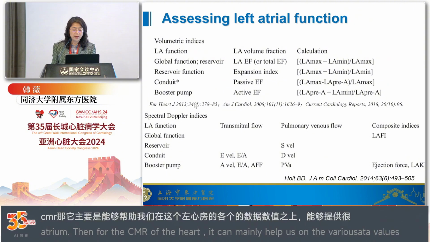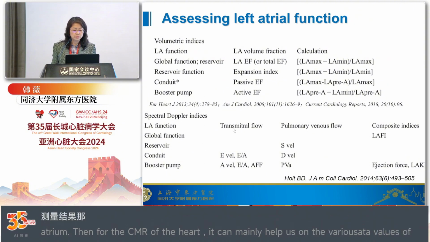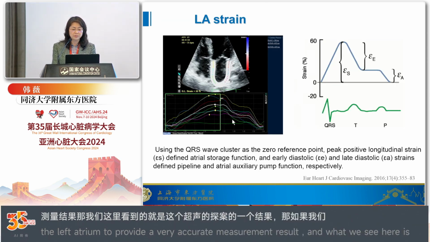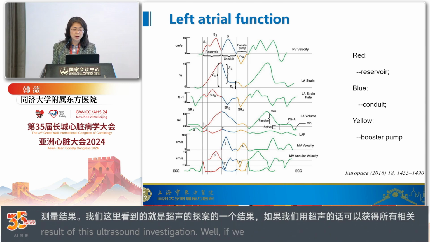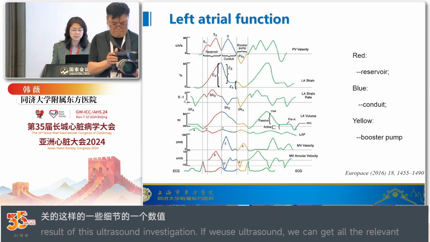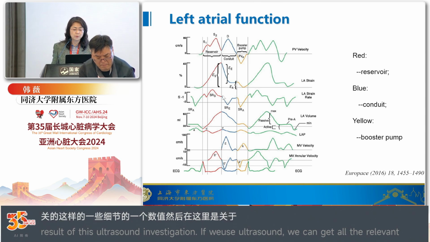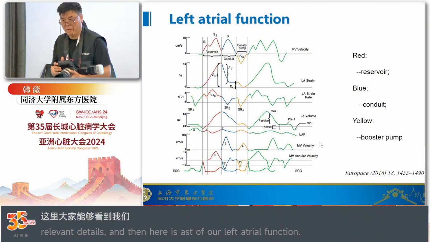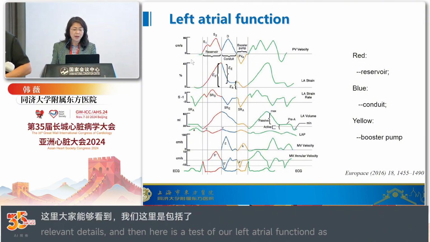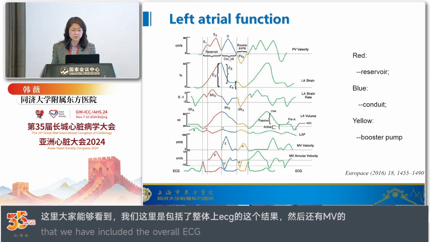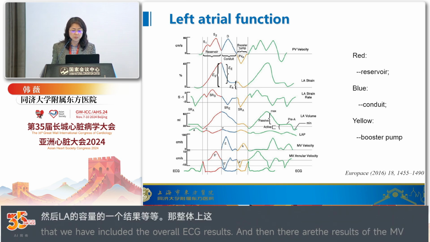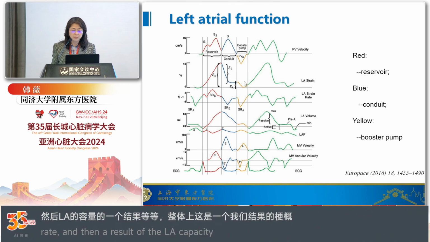And this is the echo. We can use echo indicators to assess the left atrium function, and this is the left atrium strain. And this is the summary. We can see the pulmonary venous velocity, LV strain, LA volume, pressure, and also ECG. The red curve indicates the reservoir function, the blue curve indicates the conduit function, and yellow is the booster pump.